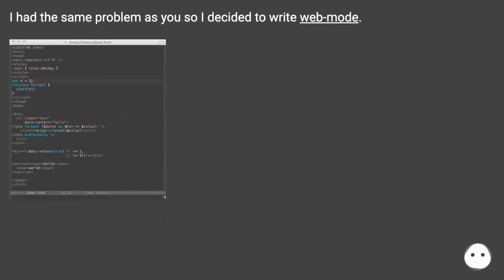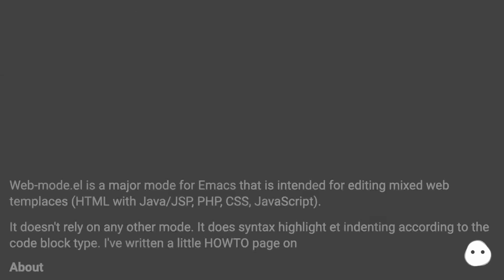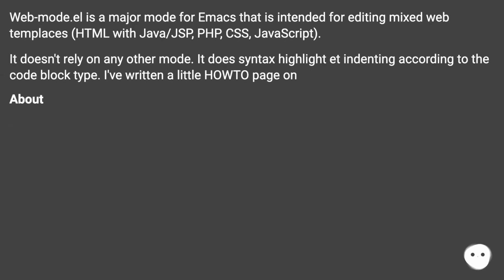I had the same problem as you, so I decided to write web mode. Webmode.l is a major mode for Emacs that is intended for editing mixed web templates: HTML with Java/JSP, PHP, CSS, JavaScript. It doesn't rely on any other mode. It does syntax highlighting and indenting according to the code block type. I've written a little how-to page on it.